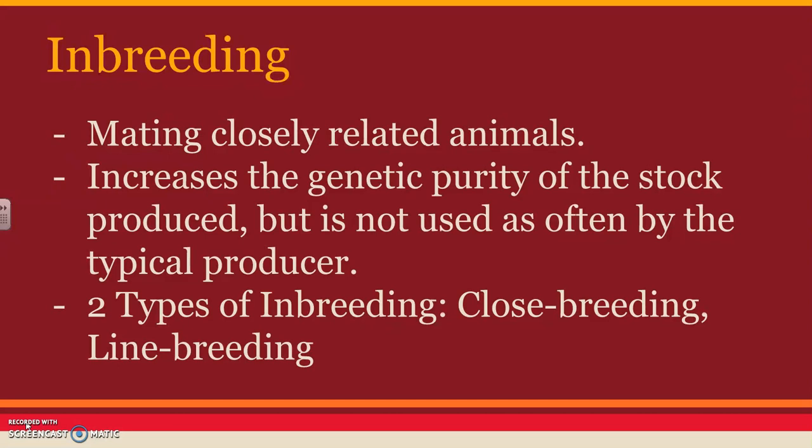Inbreeding is exactly what it sounds like. This is where you're mating closely related animals. Okay, so this increases the genetic purity of the stock that you're producing, but it's not used as often by the typical producer. Main reason being is you end up getting a lot of genetic problems with this. There's two types of inbreeding. There's close breeding and there's line breeding.